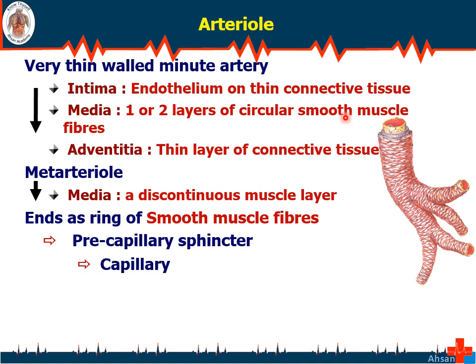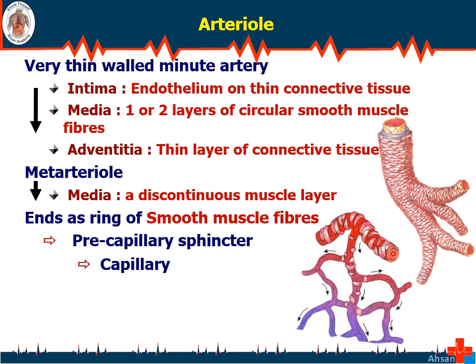So a large artery becomes a medium artery, then a smaller artery and a much smaller one, and ultimately when the media contains two layers of smooth muscle, it is an arteriole. Again the layers become thinner, and when the media contains a single discontinuous smooth muscle layer, this is the metarteriole. Then the smooth muscle makes a continuous single ring. This is the precapillary sphincter, and after that the capillary starts.